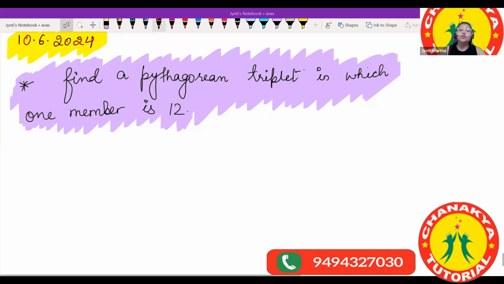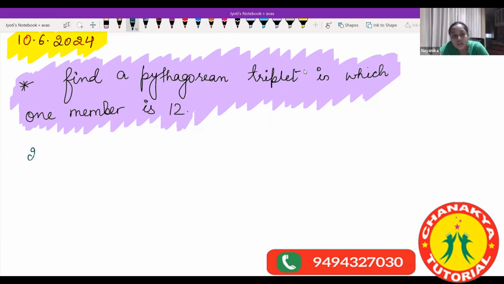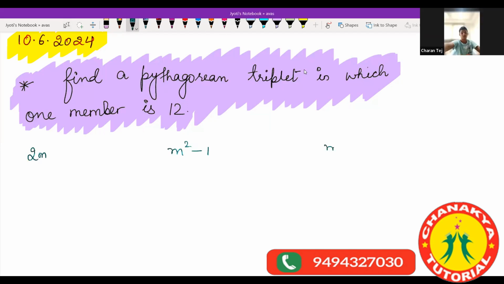Okay, so what is the method? What did I tell you to find this? Ma'am, the method you told was 2m is one of the formulas, m square minus 1 is one of the formulas, and m square plus 1 is one of the formulas. That is in an order, ma'am, from smallest to largest. If it's an even number, you can use all of them, ma'am. But if it's an odd number, it is difficult.